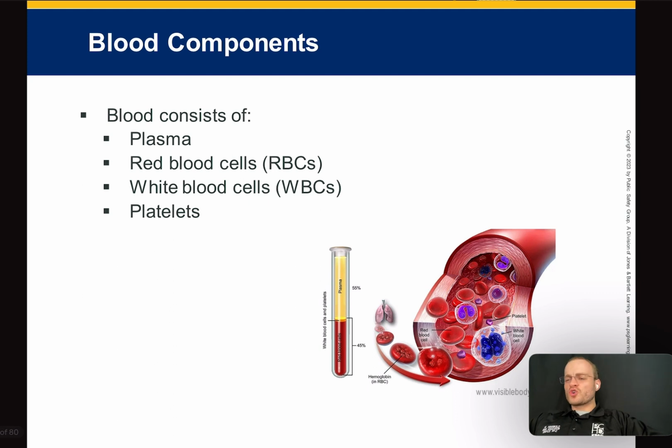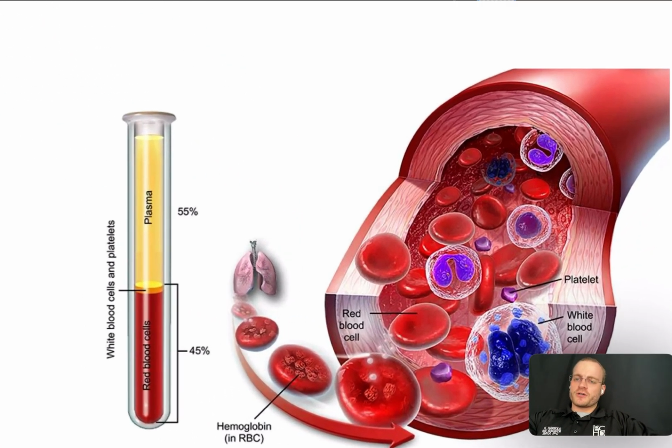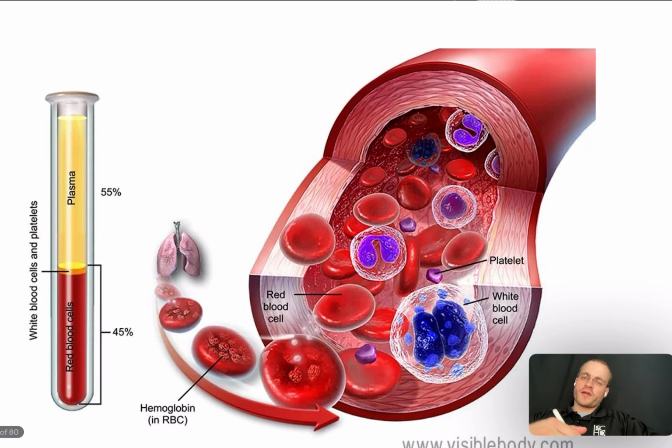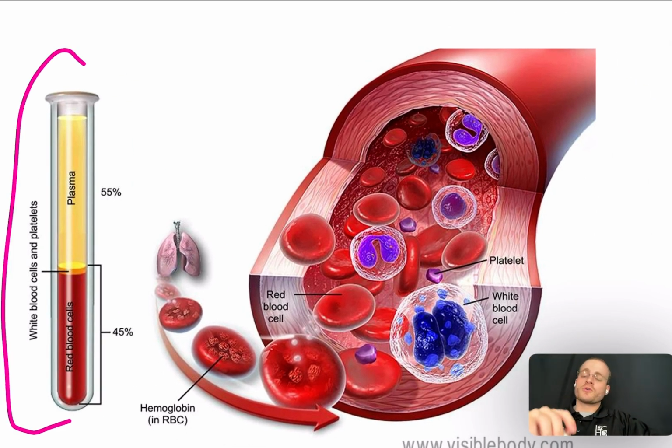Now, a general review of what blood components are. I took a little picture here, right? It's just called hematocrit, right? But the majority of our blood is made up of plasma, right?